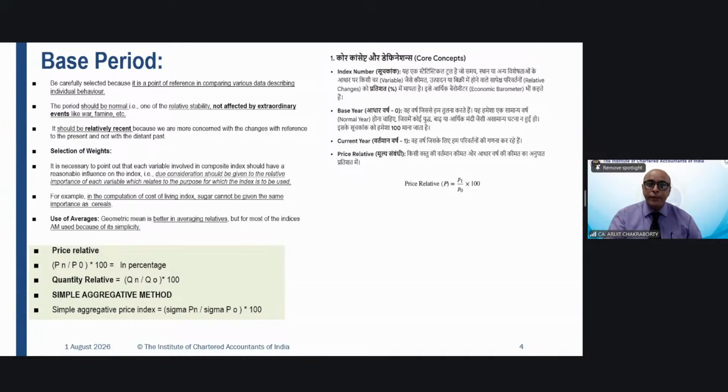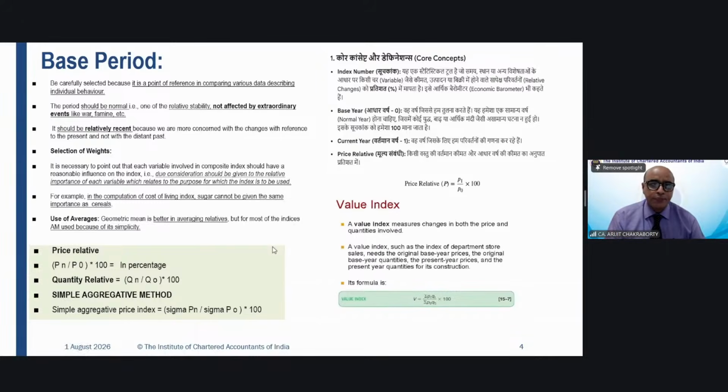Price relative, we have seen Pn divided by P0 into 100, right? So these are the core concepts we have covered till now. Now we see the value index. So price index, we saw Pn divided by P0 into 100. Quantity index, what will it be? Qn divided by Q0 into 100. Simple aggregative price index, what is it? Sigma Pn divided by sigma P0 into 100. Similarly, simple aggregative quantity index, what will it be? Sigma Qn divided by sigma Q0 into 100.